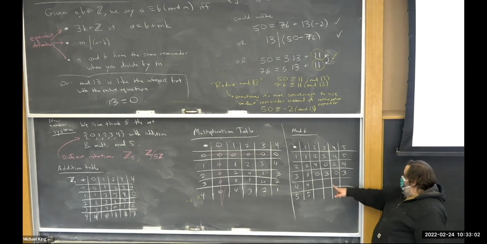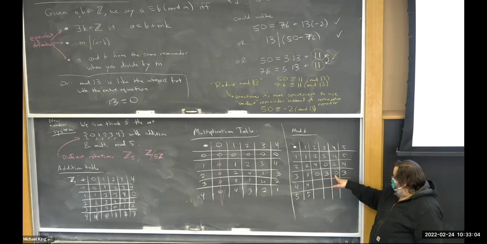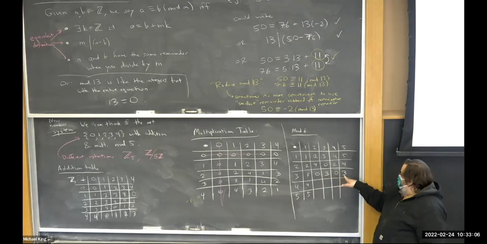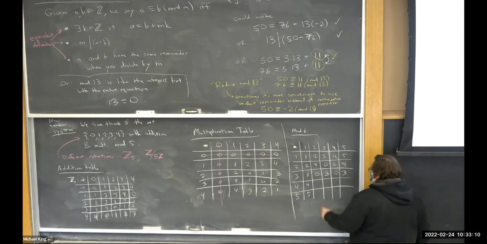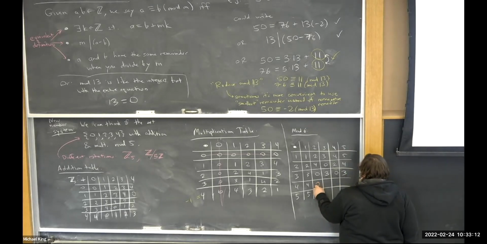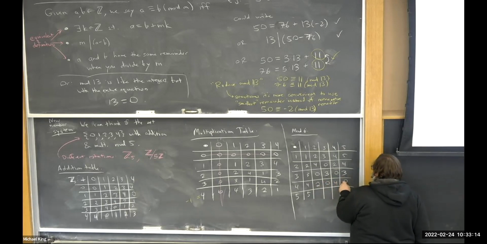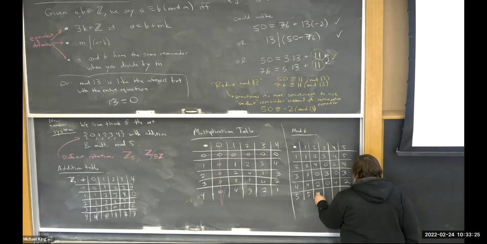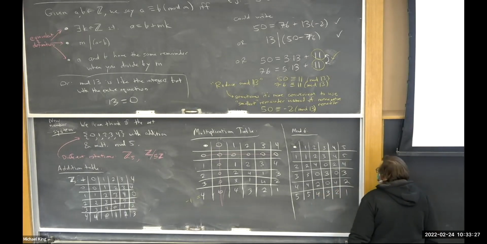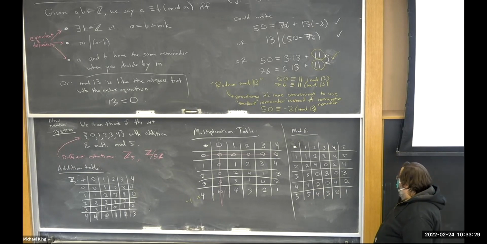3 times 2 is 6, which is 0. 3 times 3 is 9, which is 3. 3 times 4 is 12, which is 0. 3 times 5 is 15, which is 3 more than 12. The fourth row is 4, 2, 0, 4, 2. And then what's the last row? Someone say the last row. 5, 4, 3, 2, 1. Yeah.